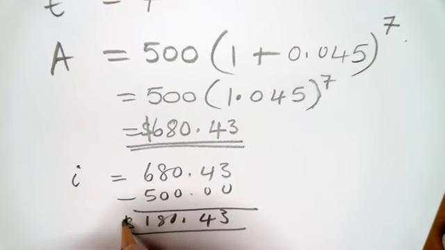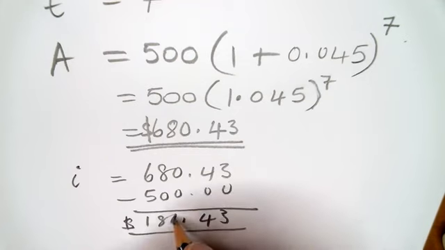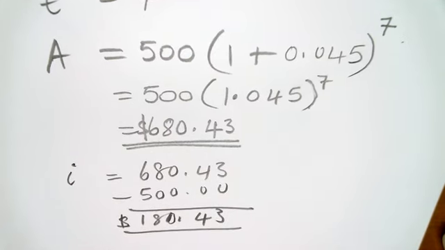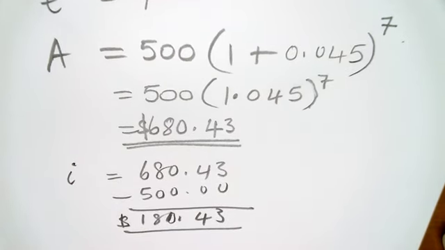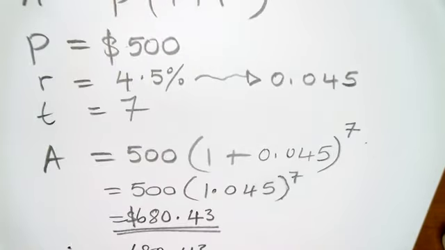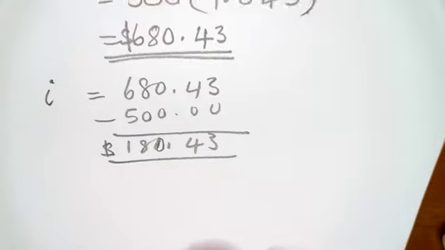It's not a very good dollar sign, is it? That's not a very good anything, really. That's a 0. Yeah, okay. So the total interest is $180.43. So just to go back over that, in fact, I'll just do one more bit of fun here.